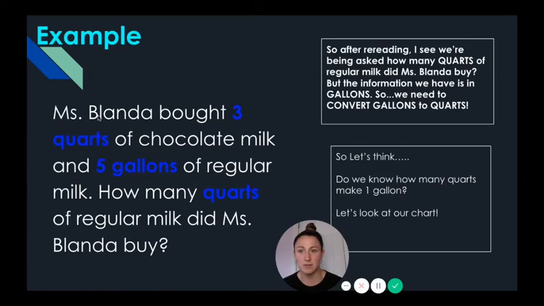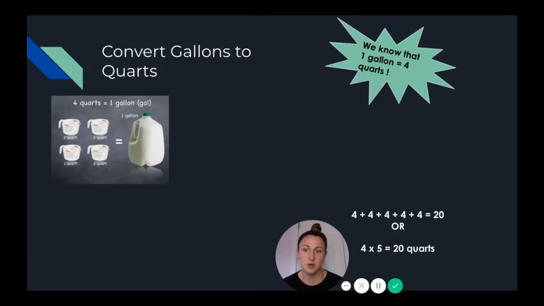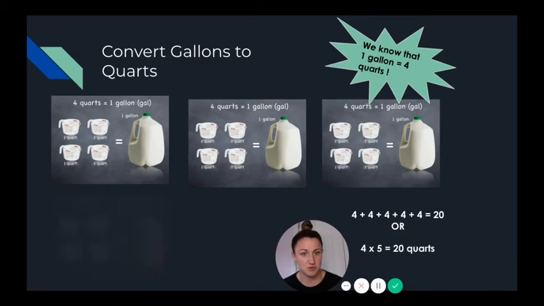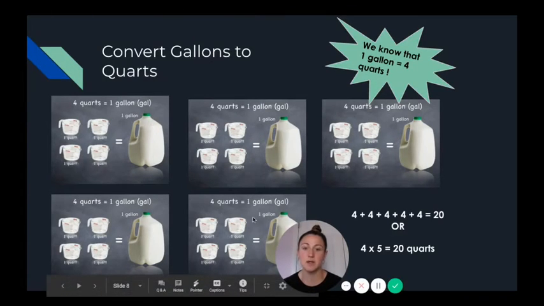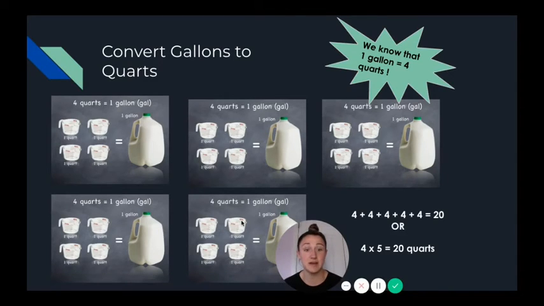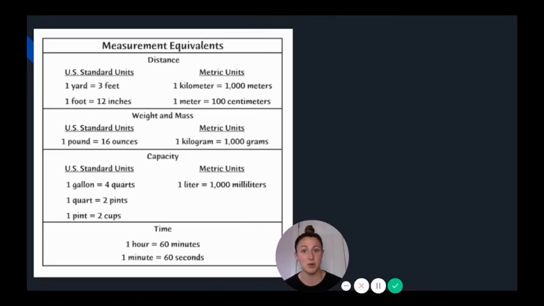But in the word problem, there are 5 gallons that we need to convert into quarts. So I see that's 1 gallon, 2 gallons, 3 gallons, 4 gallons, and 5 gallons. And if we were to count our quarts, it would just be 4 quarts plus 4 quarts plus 4 quarts plus 4 quarts plus 4 quarts. We would be adding 4 quarts 5 times, or as mathematicians in 4th grade, we can simply just do 4 times 5. So we know that 1 gallon equals 4 quarts, but if we have 5 gallons, we would multiply that times 4, and that would give us 20 quarts.